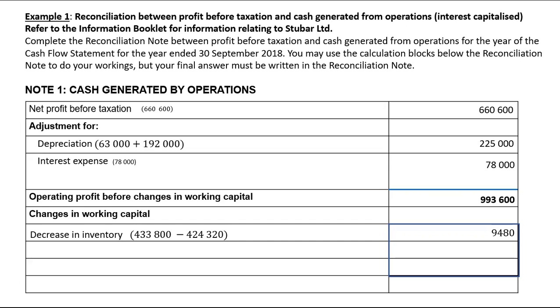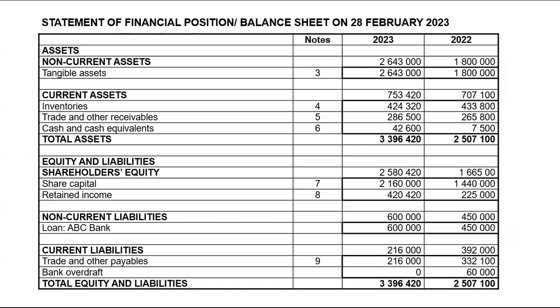The next one will be trade and other receivables. Let's check our trade and other receivables. For the current year, our trade and other receivables amounted to 286,500. From the previous year, it was 265,800. So we note that our trade and other receivables have gone up. But remember, in trade and other receivables, we need to exclude sales income tax if it was owed to us by SARS. So I don't know if SARS income tax was included in any of those two amounts.